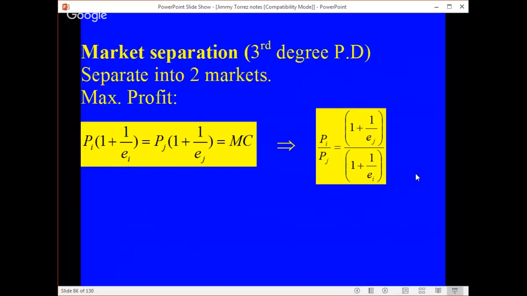Okay. Now that was first degree price discrimination. The next example I want to give is known as third degree price discrimination. It's probably one of the most common forms of price discrimination. Instead of charging different prices to each individual consumer, I charge different prices to different groups. For instance, students in general have a more elastic demand curve, maybe seniors do.